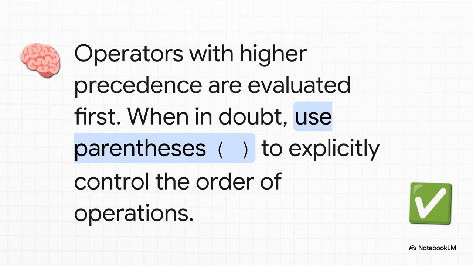So how do you avoid messing this up? Well, you could try to memorize the entire complicated precedence table, or you could do what every smart programmer does. When in doubt, use parentheses. Parentheses are your best friend. They override the default rules, they force the order you want, and they make your code 1,000 times easier to read. It's the safest bet for your code and for your exam.